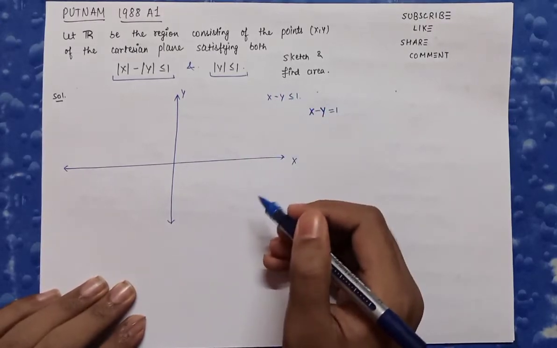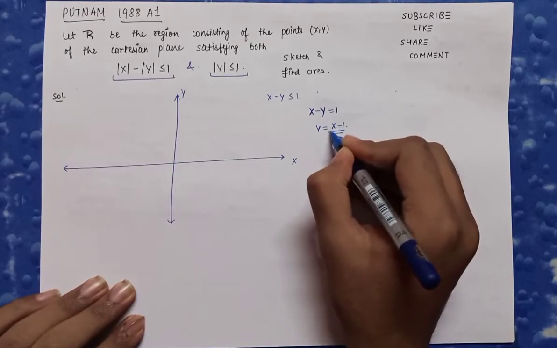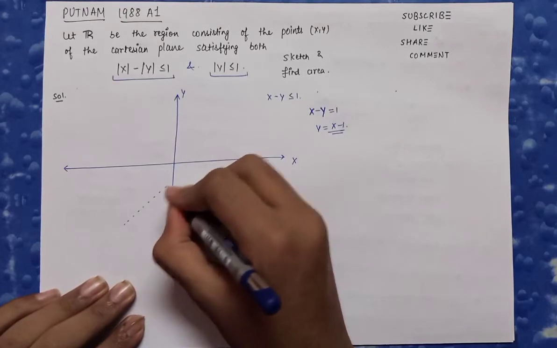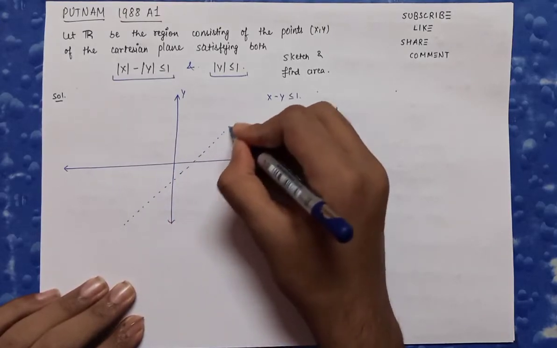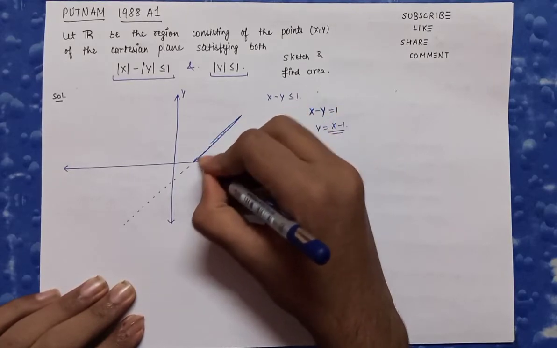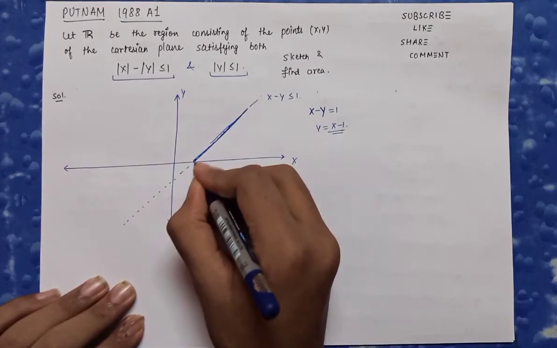This can be written as y equals x minus 1. Obviously, the slope is positive and the intercept is minus 1. So the graph comes out something like this. And obviously, this is true only for the first quadrant, so I will select this part of the graph, which goes to infinity.